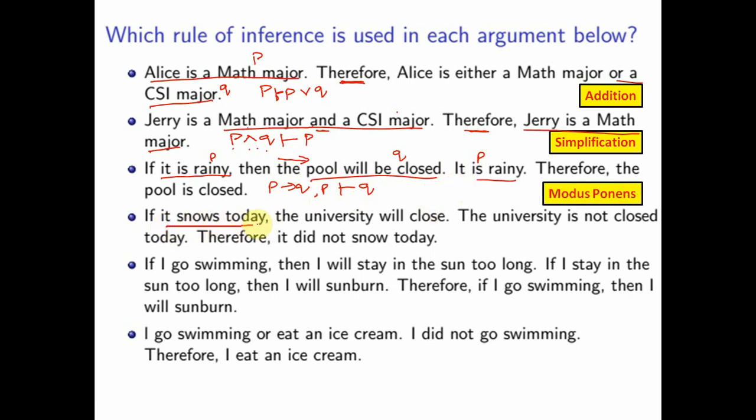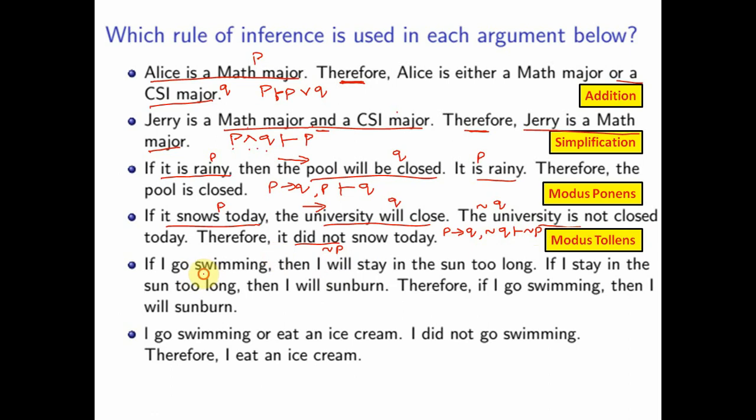If it snows today, P, the university will close, Q. P implies Q. The university is not closed, not of Q. Therefore, it did not snow today, not of P. So it is saying P implies Q, not of Q, therefore not of P. Can you identify the rule over here? Right, that is modus tollens.